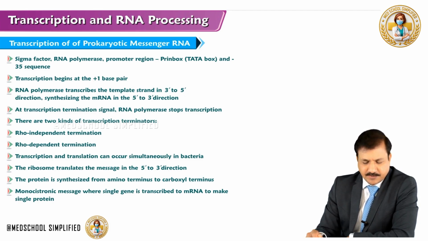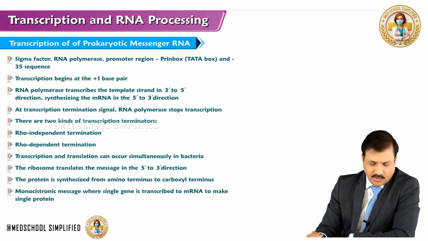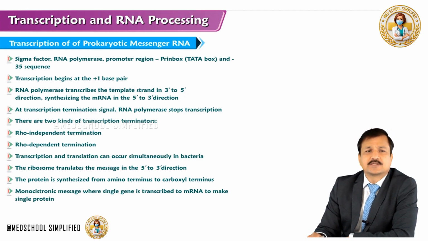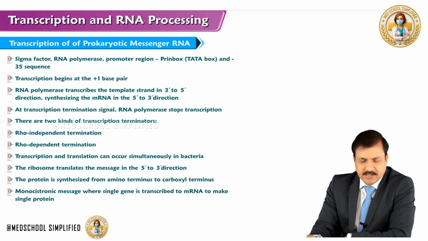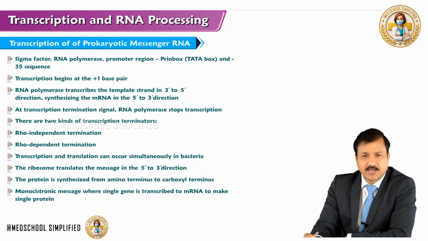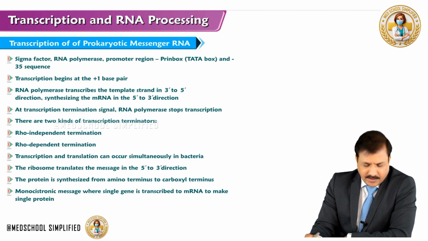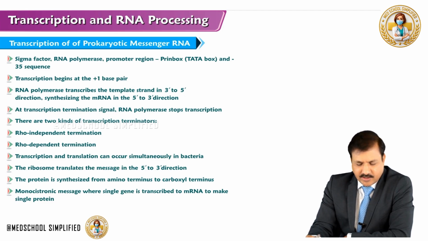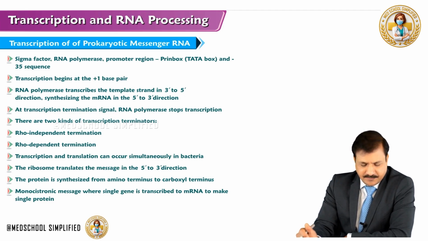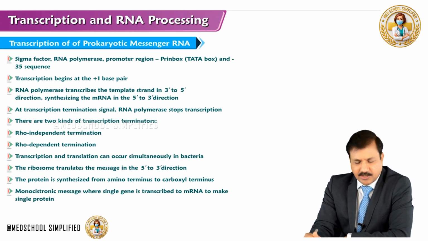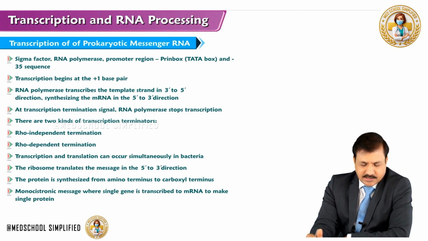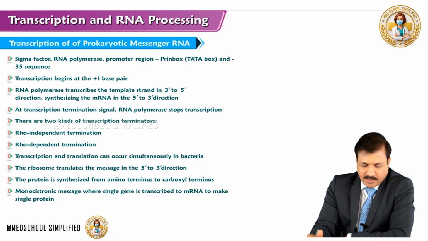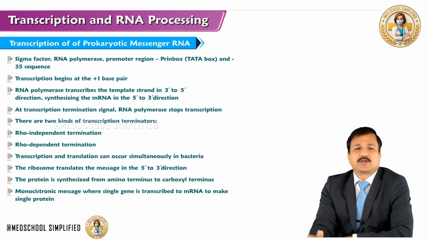There are two kinds of transcription terminators. One is rho-independent termination and the other is rho-dependent termination. Transcription and translation can occur simultaneously in bacteria because there are no introns in the bacterial DNA. Now, the ribosome translates the messenger RNA in 5' to 3' direction. The protein is synthesized from amino terminus to the carboxy terminus. And the monocistronic message, where a single gene is transcribed to an mRNA to make a single protein, is done.